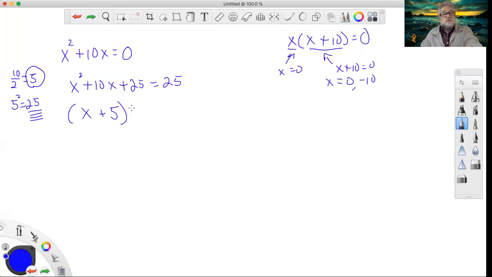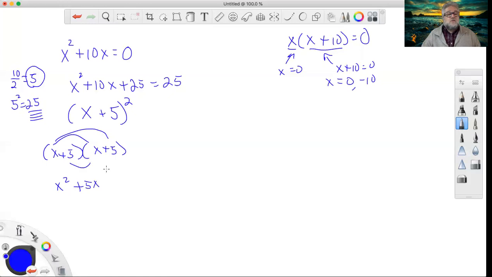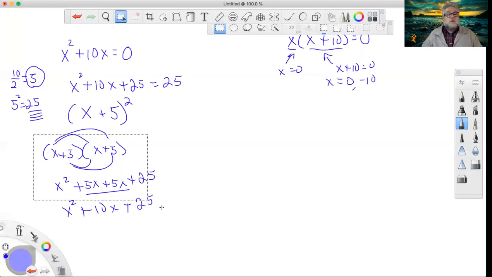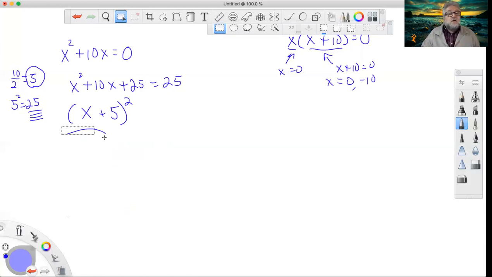So x squared plus 10x plus 25 is the same as this. You don't believe me, huh? Okay, you can call me a liar. I'm okay with that. So we're going to FOIL it. x squared, outside 2, inside 2, last 2. So x squared, these would give me a plus 10x plus 25. So you see, in this instance, I am not a liar. No guarantees about any other instances.